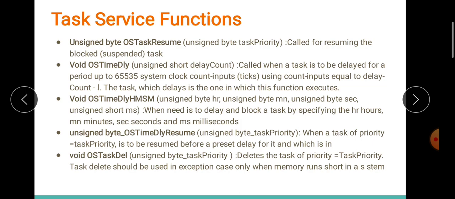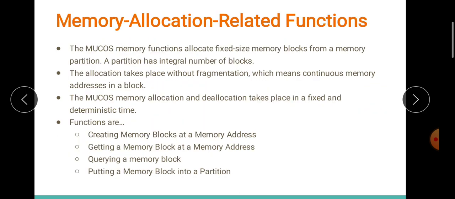Another service function group is related to memory allocation. When we were discussing the features, we saw that MUCOS has a fixed memory block allocation form. This makes your system much faster compared to dynamic allocation of memory. The functions MUCOS performs for memory allocation are creating memory blocks, getting a memory block, querying a memory block, and putting a memory block back into the partition. So let's see the functions we use for each condition.